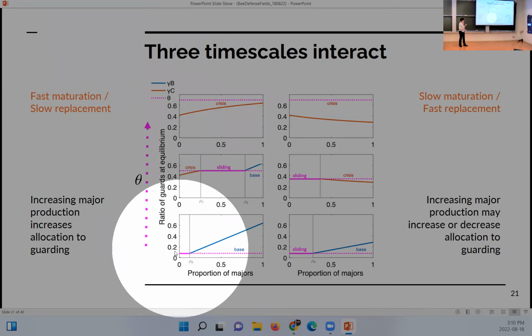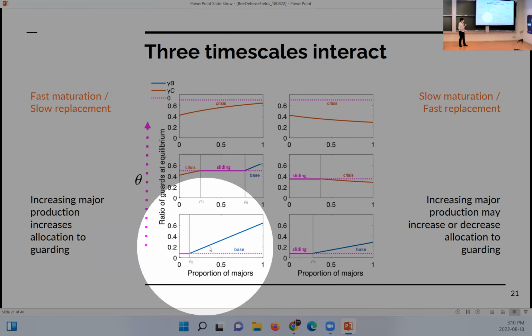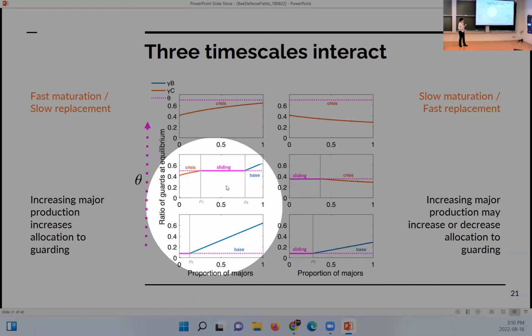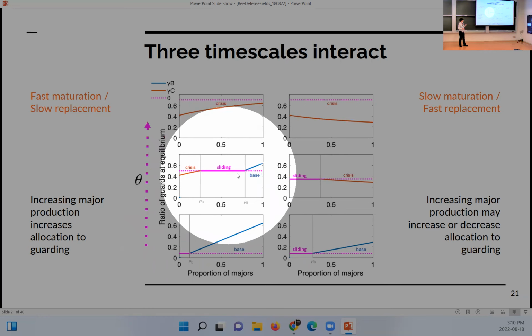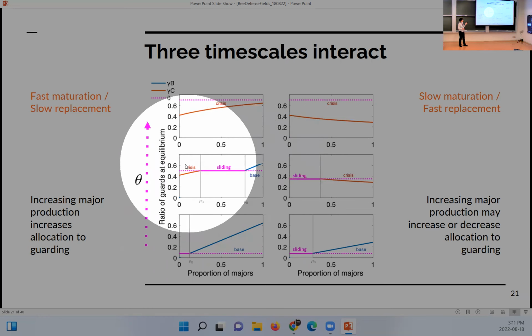But if I have a very low requirement for guards, if I don't need a lot of guards, then just producing this many majors is enough. And then from there on, I'm just at the base system where I don't require any sort of replacement. I'm fine. But if I'm in a situation like this, where the requirement for guards is a lot, so I need like half of the population to be guarding, then that means that if I don't produce enough majors, then I will need replacements for this, like at equilibrium, for all of these proportions of majors.